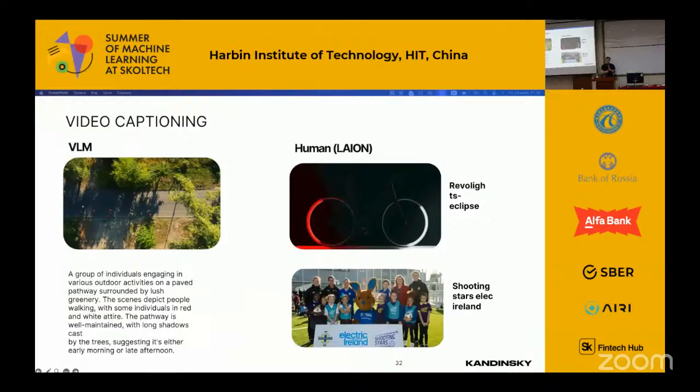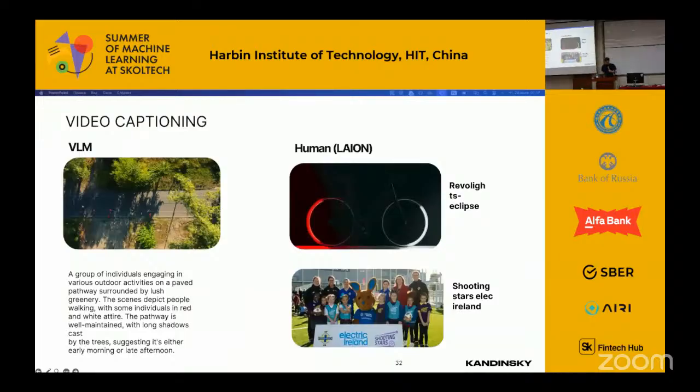LAION is a really important dataset. All text-to-image models before 2023, for example, were trained on LAION. Compare the quality of captions from LAION with the quality of captions from a VLM, just a usual VLM and just usual people. This is really important, because if you have nice captions, your video generation models should understand you, and your user, correctly.